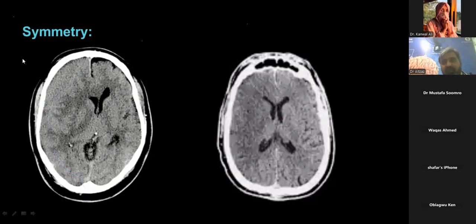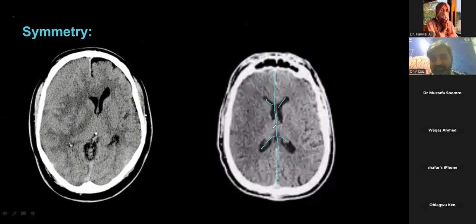What about the right image? Symmetrical or asymmetrical? Symmetrical. Symmetry in the sense that the midline is okay. Yes, this is the midline. Ventricles are placed at equal distance. Yes. But it is not symmetrical.